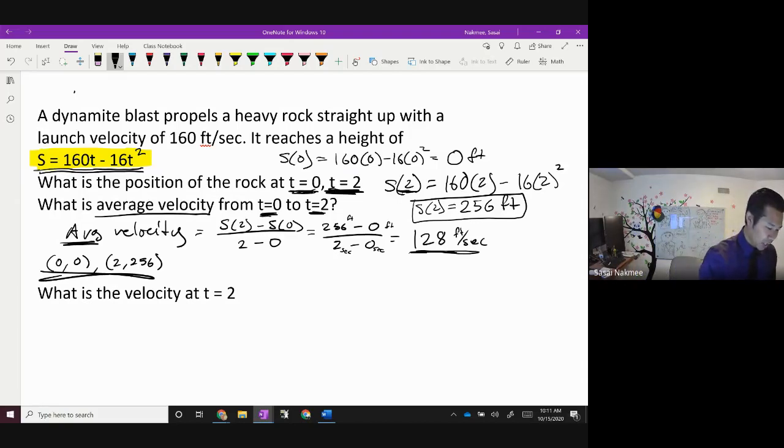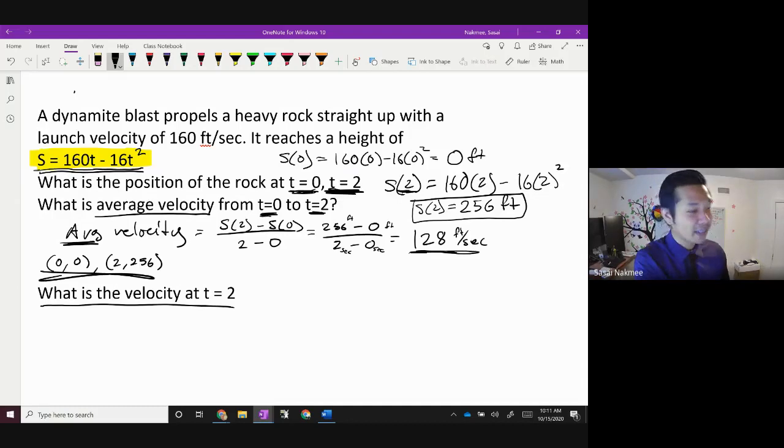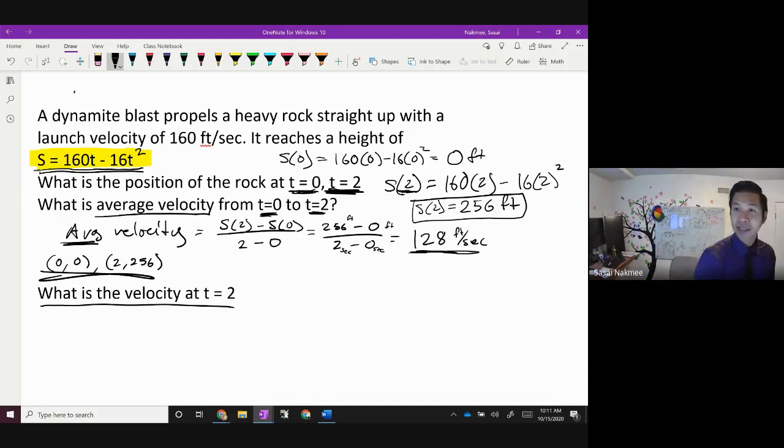Now, when it asks, what is the velocity at t equals 2? That is the instantaneous velocity now. We're looking for v of t. And of course, the instantaneous velocity is technically the limit as h approaches 0 of the position function of t plus h minus s of t, all over h. But I'm not going to do all this.